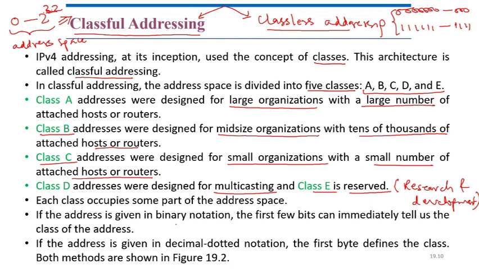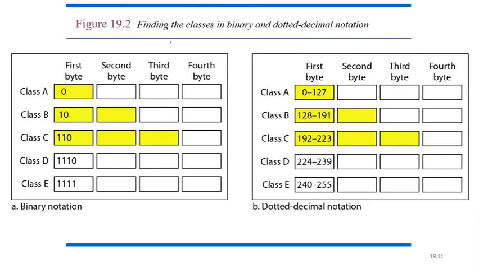If the address is given in binary notation, the first few bits can immediately tell us the class of the address. How the class of an address is identified, we will see in the next slide. The same is given in the figure here: how we need to find the classes of the binary or dotted decimal notations of IP addresses.